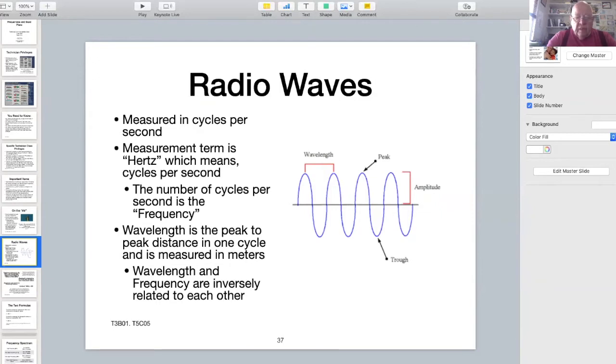As an example, the electricity coming out of the electrical outlets in your house has a frequency of 60 cycles per second, or 60 hertz.